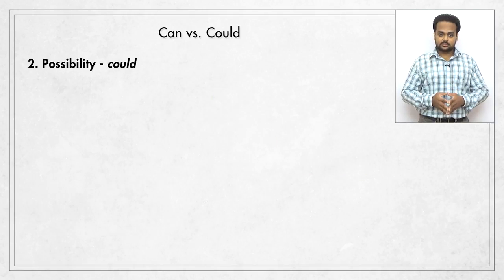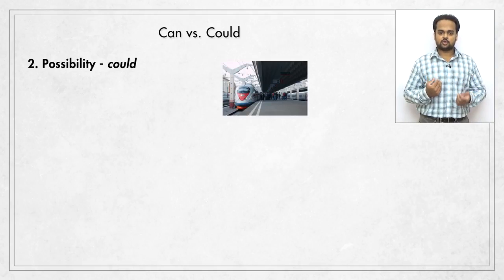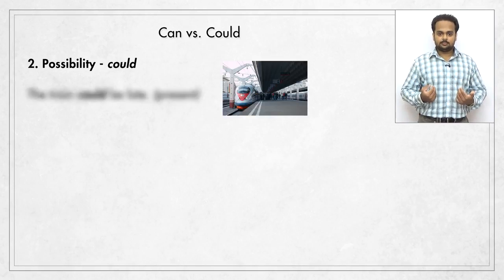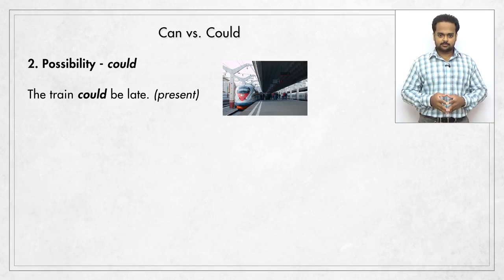The second difference is when we want to talk about possibility. To talk about what is possible, we normally use could and not can. Now imagine that you and me were both waiting for a train at a train station. It's time for the train to arrive, but we don't see it. So I might say, the train could be late. So I'm making a guess about the current or the present situation, saying what is possible.